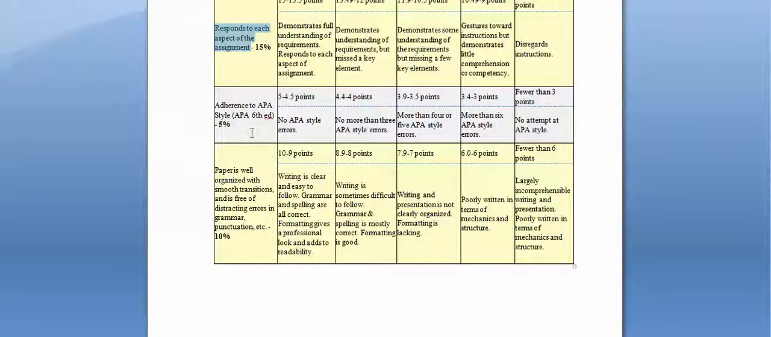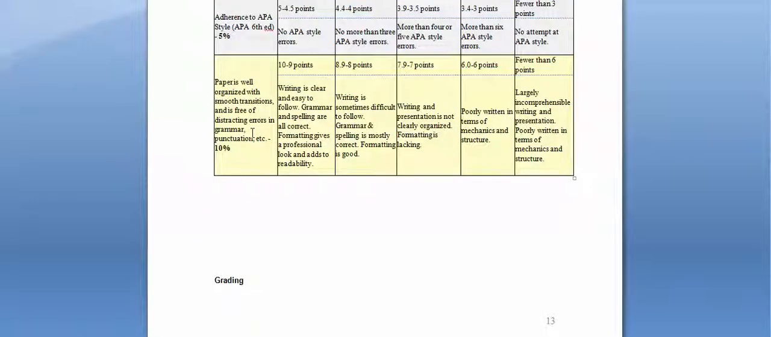Make sure you adhere to the APA style. APA style is critical, and so if you don't know it, I would suggest you get a textbook on APA style. They're fairly inexpensive, and you can pick those up, and it's something that you can use throughout this program and throughout your degree and or certificate.